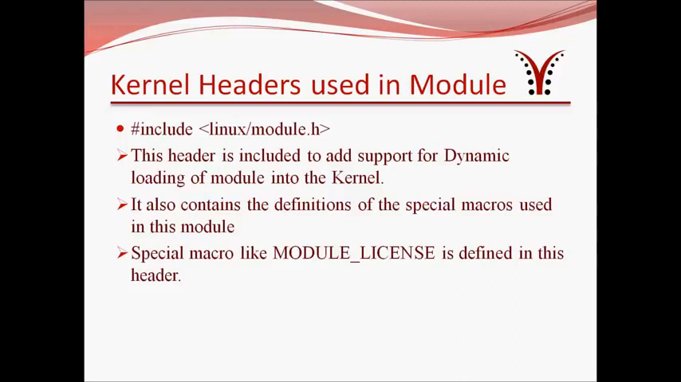The second header used in this kernel module is #include <linux/module.h>. This header is included to add support for dynamic loading of the module in the kernel. It also contains the definition of the special macros used in this module. Special macros like MODULE_LICENSE are defined in this header.